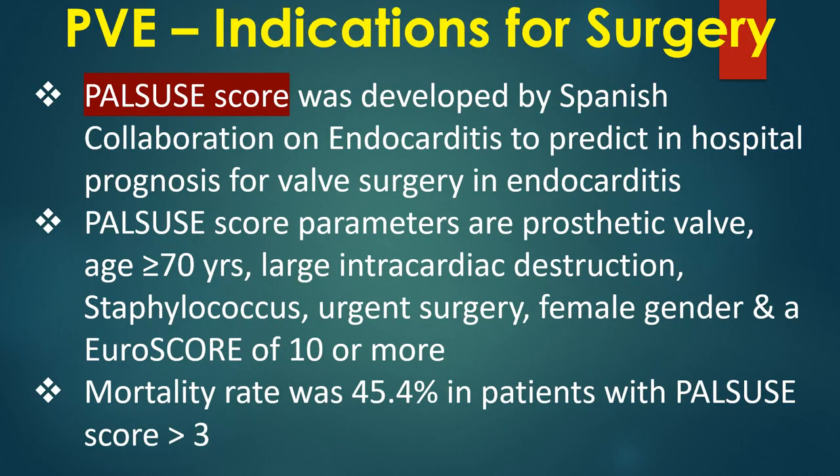The PALSUSE score has been developed by the Spanish collaboration on endocarditis to predict in-hospital prognosis for valve surgery in endocarditis. PALSUSE score parameters are prosthetic valve, age 70 years or more, large intracardiac destruction, Staphylococcus, urgent surgery, female gender, and a EuroSCORE of 10 or more. They noted a mortality rate of 45.4% in patients with a PALSUSE score above 3.